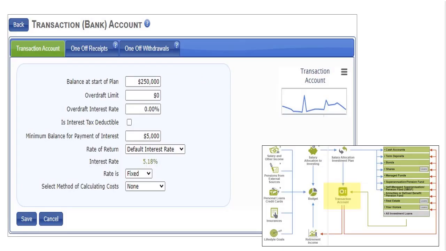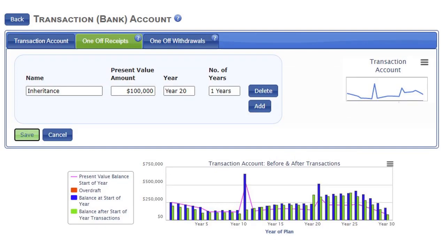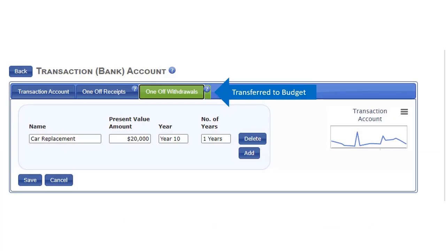The last account to review is the transaction account. In the one-off receipts, John has included an anticipated inheritance of $100,000 and he has allocated this to year 20, although the actual year is not known. When you use the one-off withdrawals, the funds are withdrawn from the transaction account and deposited into the budget.